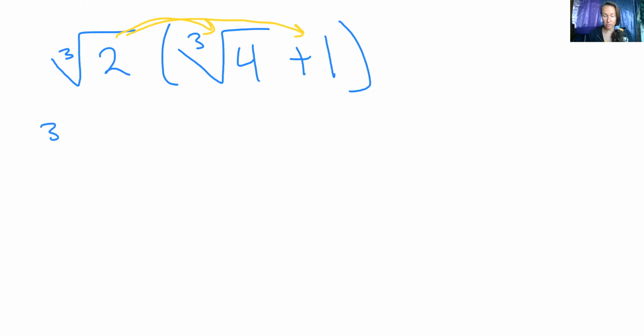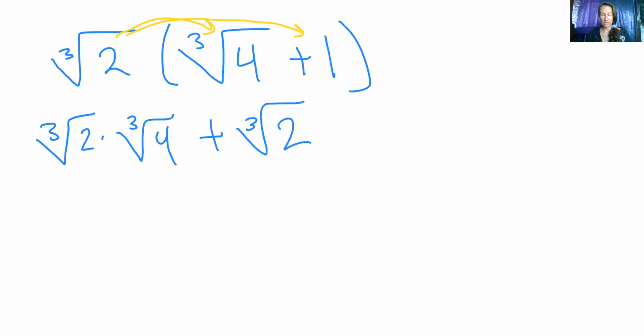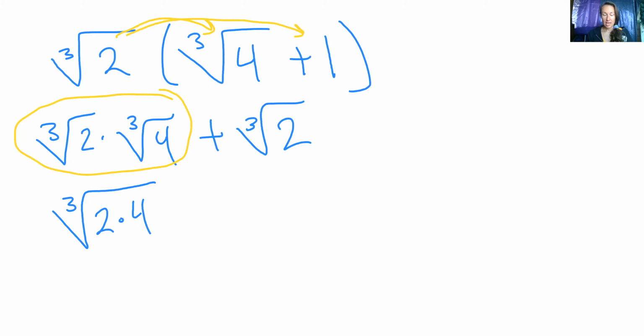So we get the cube root of 2 times the cube root of 4 plus 1 times the cube root of 2. Right. Now we're going to work on simplifying this using the product property. That can all come under 1 cube root, 2 times 4, and we can multiply 2 times 4 and say that that's 8. But we also know that 8 is 2 times 2 times 2. So this cube root of 2 times 4 is the same thing as the cube root of 2 cubed, right? Because 4 is 2 times 2.